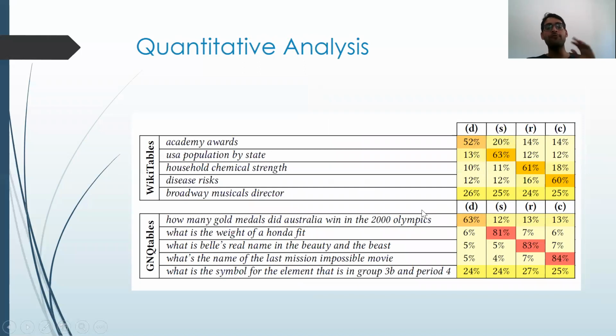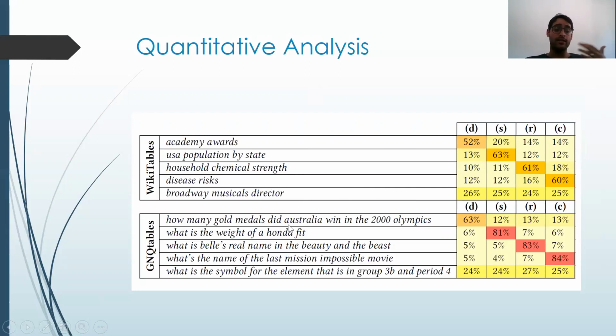Finally, we highlight 5 queries for each dataset to illustrate the modality-driven intents. For example, a query like USA population by state mostly addresses the schema, as most probably the attributes of the relevant table would include attributes such as population or state or similar terms. When we look at a query such as household chemical strength, then the entities included in the records are much more important in order to achieve a relevant table.